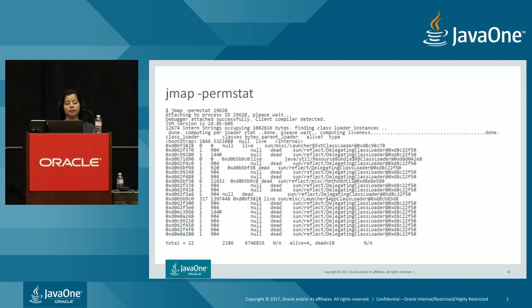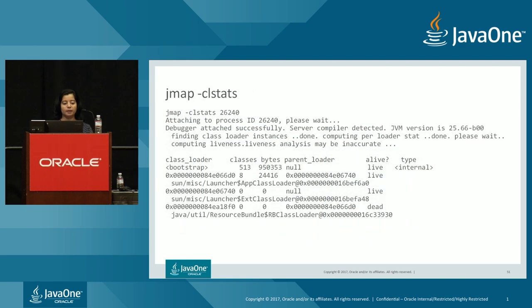We can see class loader statistics collected with the perm stat with JDKs up to JDK 7, which have a permanent generation. And JDK 8 onwards, we can use the jmap -clstats option to collect class loader statistics.